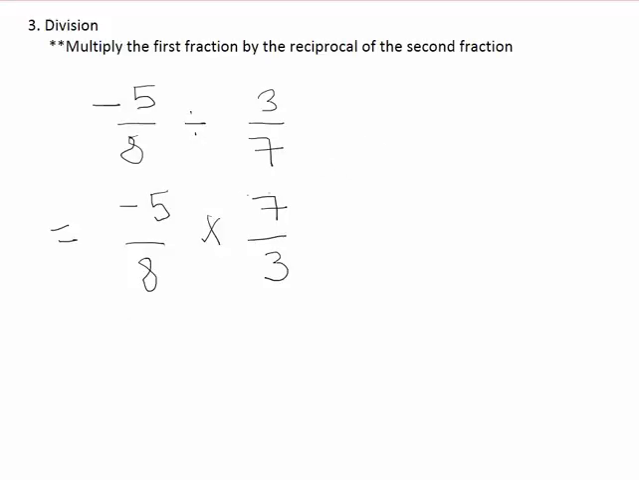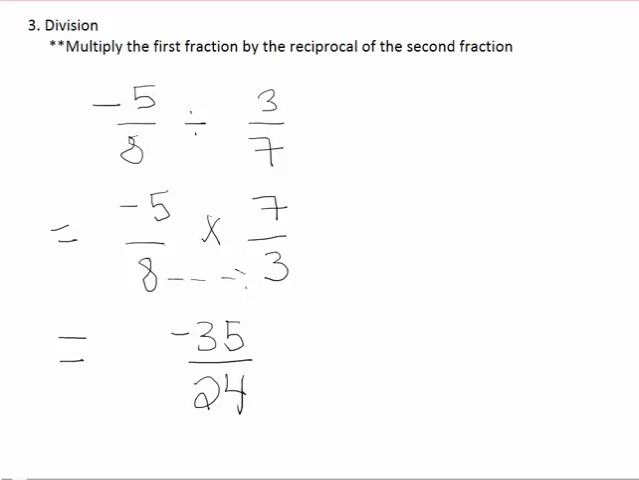Now it's as easy as following our multiplication rules, which we learned earlier, multiplying the numerators straight across and the denominators straight across. So we end up with negative 35, which is negative 5 times 7, over 24, which is our 8 times 3. The final thing we want to check is that our fraction is in lowest and simplest terms. This one is, because there's no greatest common factor that we can divide both the numerator and the denominator by.